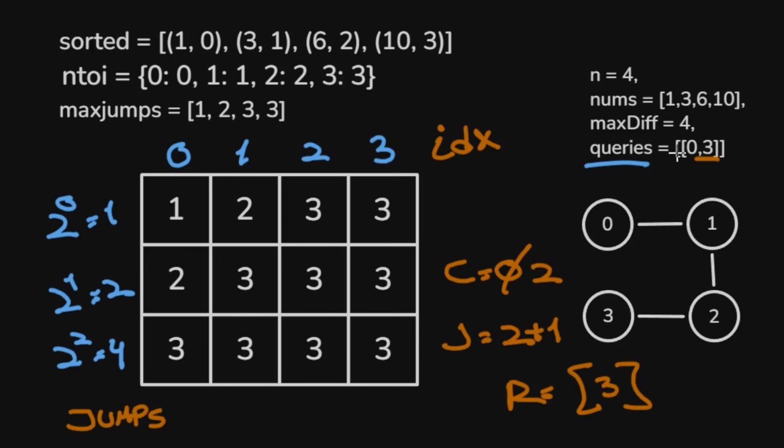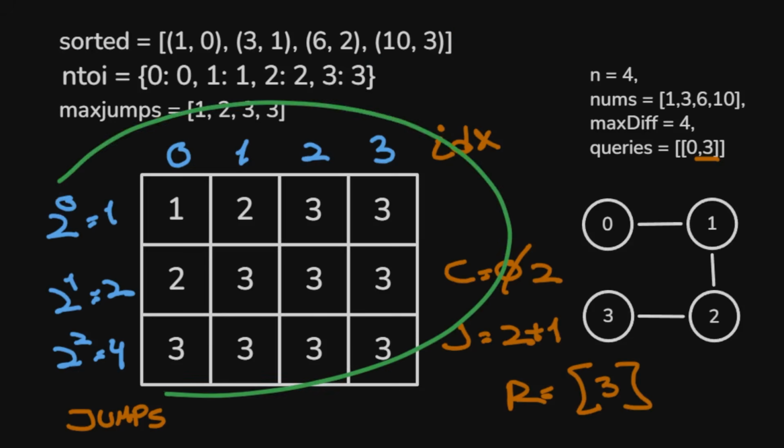So then when we are reading queries, we can check what are the corresponding indices of the nodes in this sorted array. For example, here we know that node number 0 is at index 0, meaning here. Node number 3 is at index 3, 0, 1, 2, 3 in the sorted array, and so on.